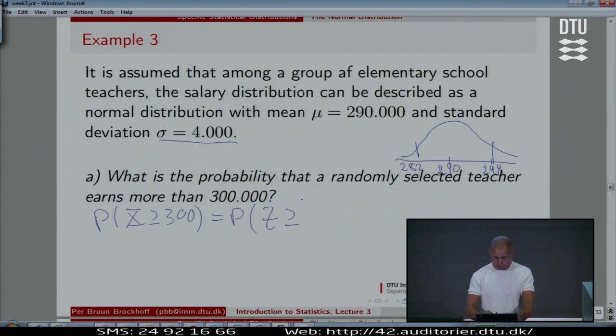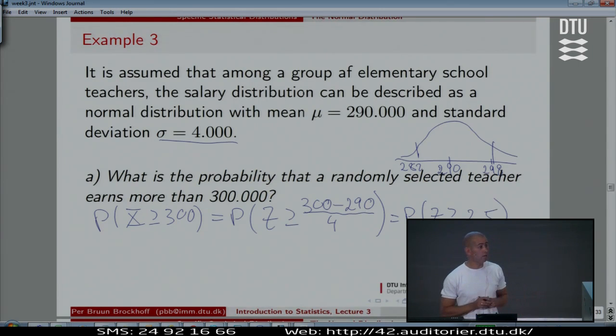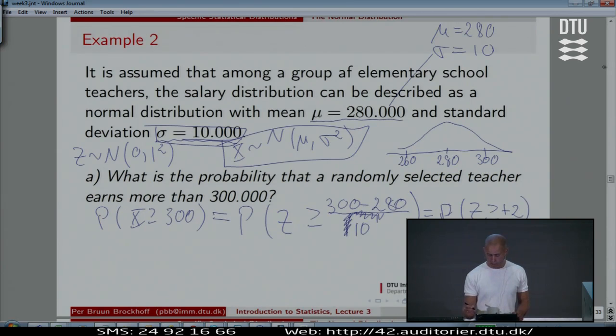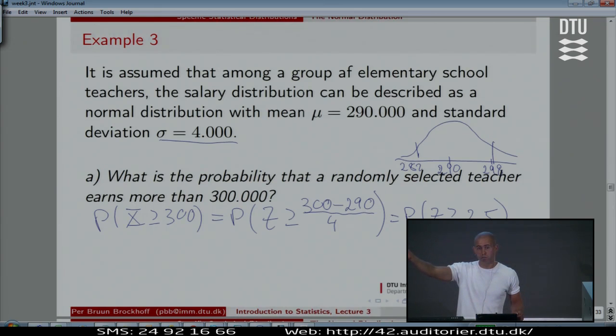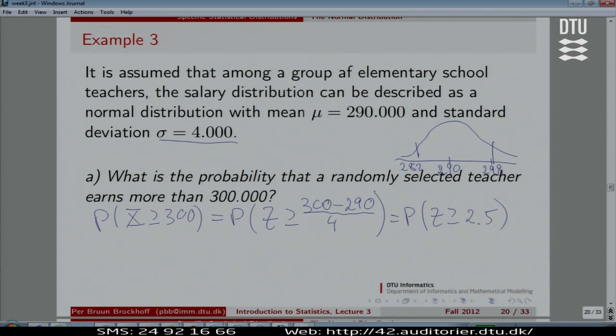We would have to center with the 290, and we would have to divide not by 10, but now by 4, right? So now it's plus 10 divided by 4. So it's whether the standard normal goes beyond not 2, but 2.5. Is that a smaller or a larger probability than before? Before we asked, what is the chance of going beyond 2 in a standard normal? Now I'm asking, what is the chance of going beyond 2.5? Smaller, yeah, because we go further out where it approaches 0.